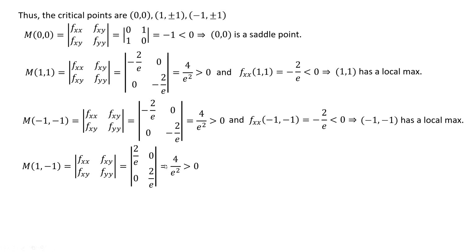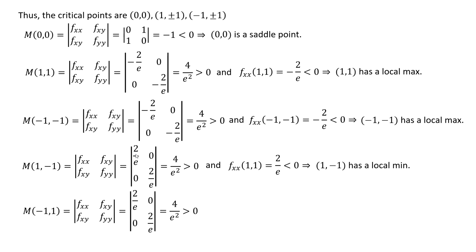1, negative 1 greater than 0. This is positive. So the second derivative, f sub xx is positive. So that means local minimum. And positive, this is greater than 0, that is positive. So again, a local minimum.